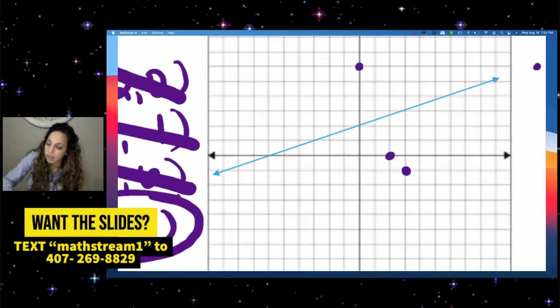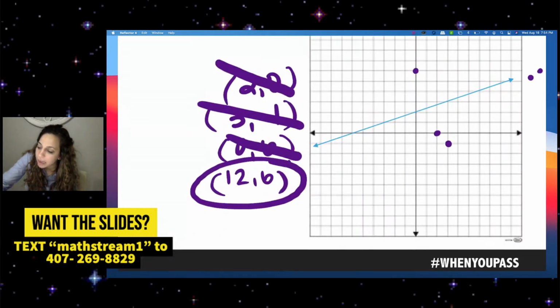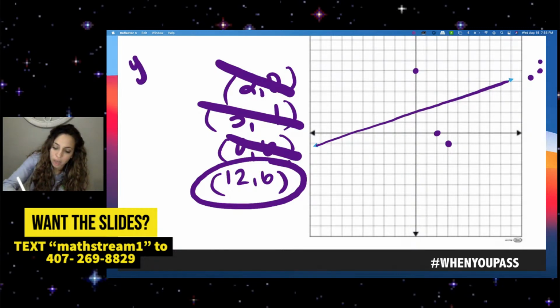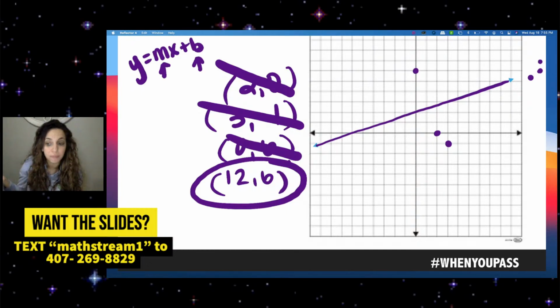but let's pretend we had some other points that looked like they might be on the line. What would we do? Well, we would find the equation of this line, where we know the equation of a line is y equals mx plus b, where b is our y-intercept and m is our slope. And so I can find my y-intercept pretty easily. It's where it crosses the y-axis, which is 2. So y equals mx plus 2.